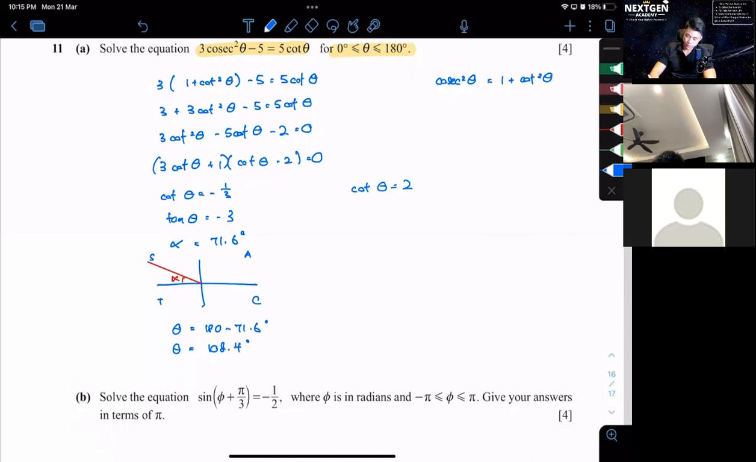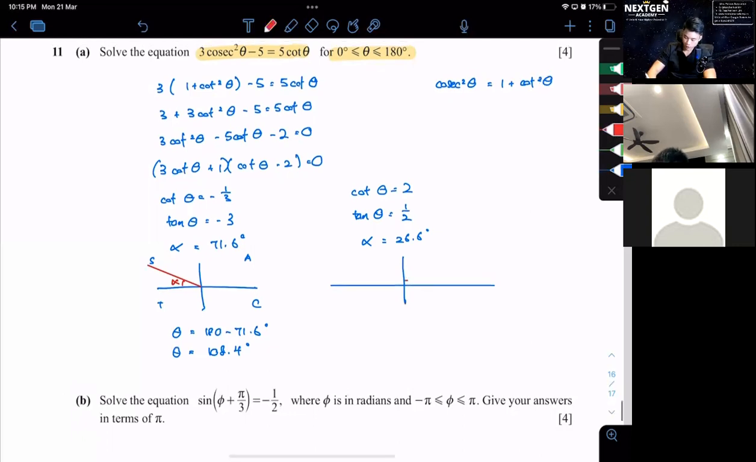Right, this one, tan theta is equal to 1 over 2. And this one, alpha, will be 26.6 degrees. Just go and shift tangent it. Draw this out. We got positive, right? So this will be my first quadrant, based on my ASTC.